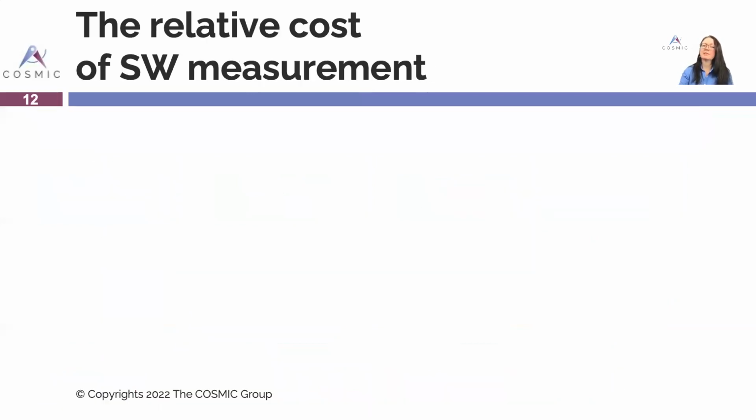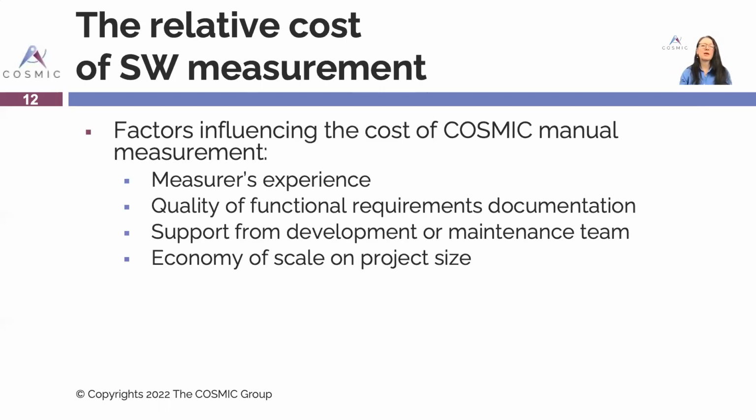Now, what's the relative cost of software measurement like? There are several factors that may influence the cost of COSMIC manual measurement. First of all is the measurer's experience. The more experienced the person is, the faster it is to do the measurement. There's also the quality of the functional requirements documentation. If it's non-existent, it's maybe a little bit hard to measure. It's not impossible. We can measure from code, from the user interface, from test reports.